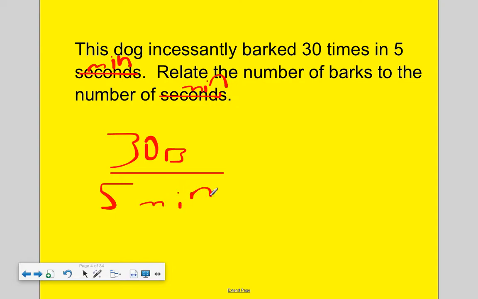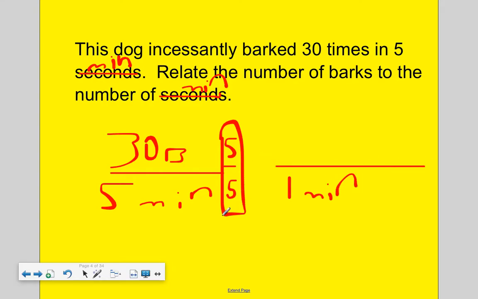What can I say about this? I could divide both numbers by 5 using the big 1. So I divide by 5, divide by 5. So I get 6 barks for every minute. So for 2 minutes, I multiply by 6. If it's barked 4 minutes, I can multiply by 6. If it's 20 minutes, I can multiply by 6 and find the number of barks. So this number 6 is important. This is called our constant of proportionality.